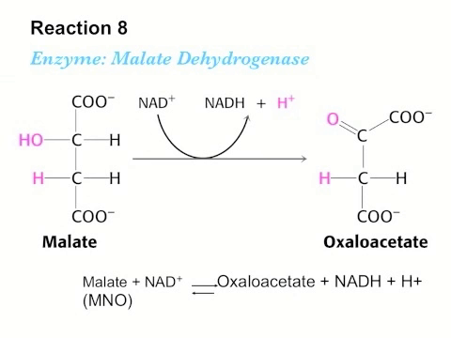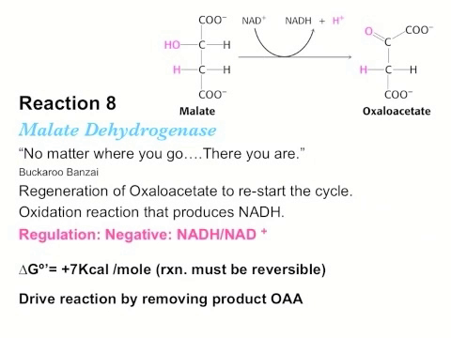Reaction 8 is the last enzyme, malate dehydrogenase. This enzyme catalyzes the last reaction, in which malate is oxidized and NAD is reduced. In this reaction, malate forms oxaloacetate, and the products of this reaction are oxaloacetate, NADH, and a proton. And so with reaction 8, we're back at the starting point. We've regenerated oxaloacetate to restart the cycle.